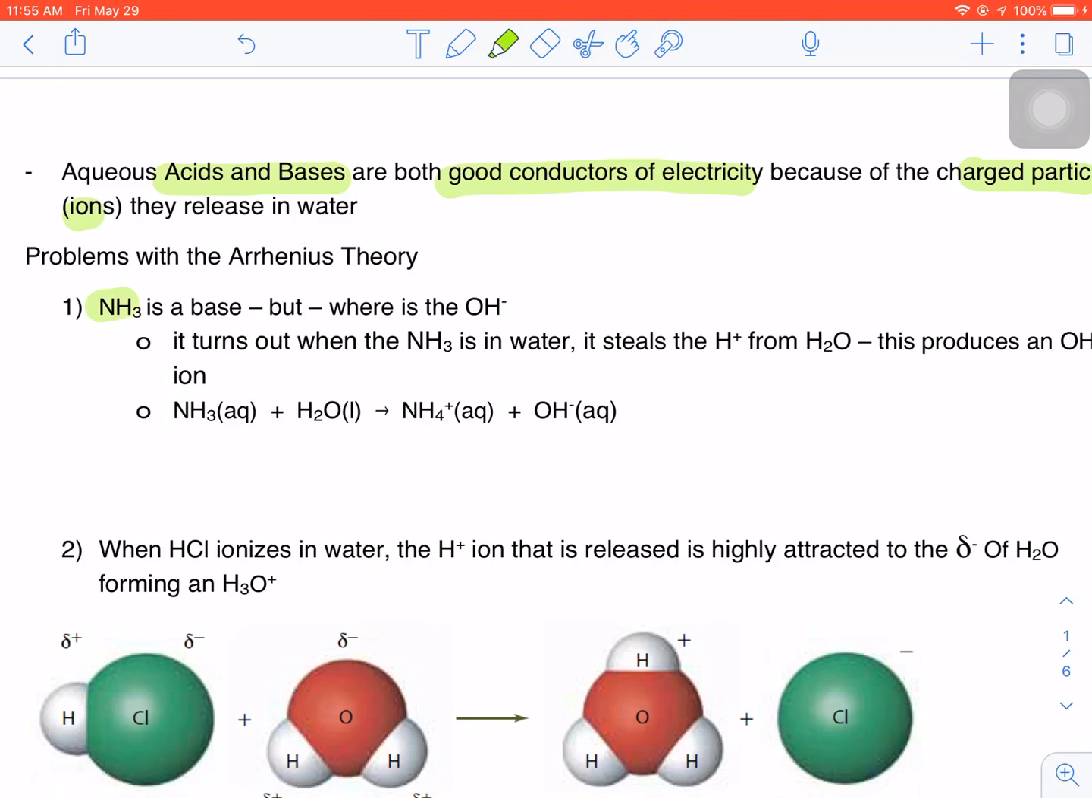You think, well, hang on, there's no OH here. How could it be? pH 11 tells me it's a base right off the bat. How can it be pH 11? How can it be a base if it doesn't have a hydroxide ion?